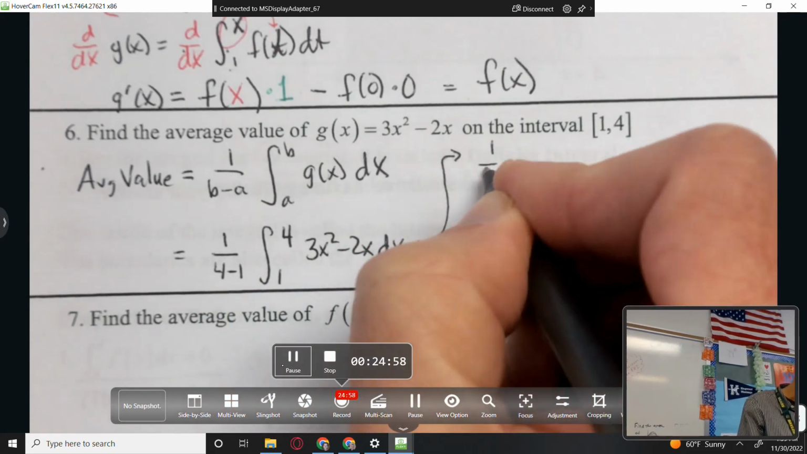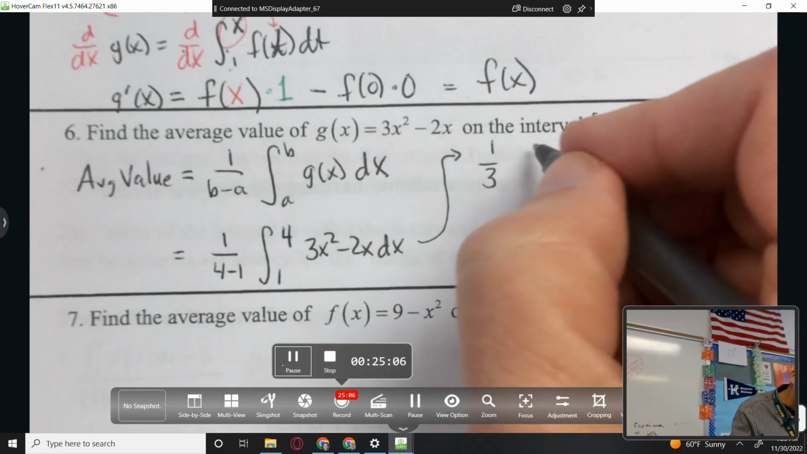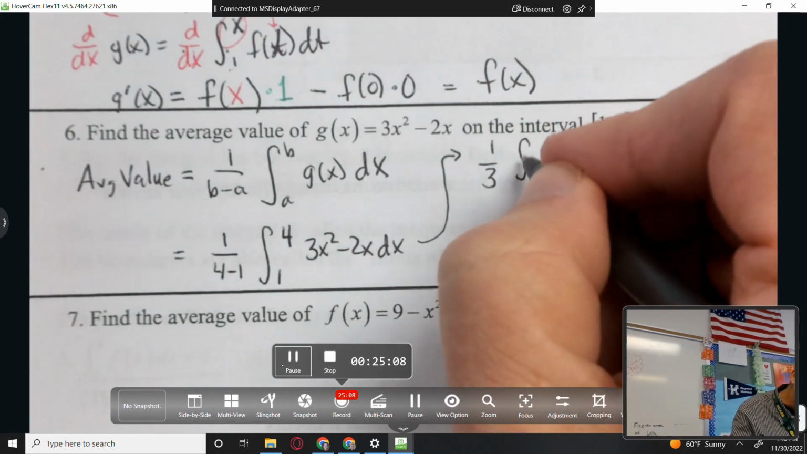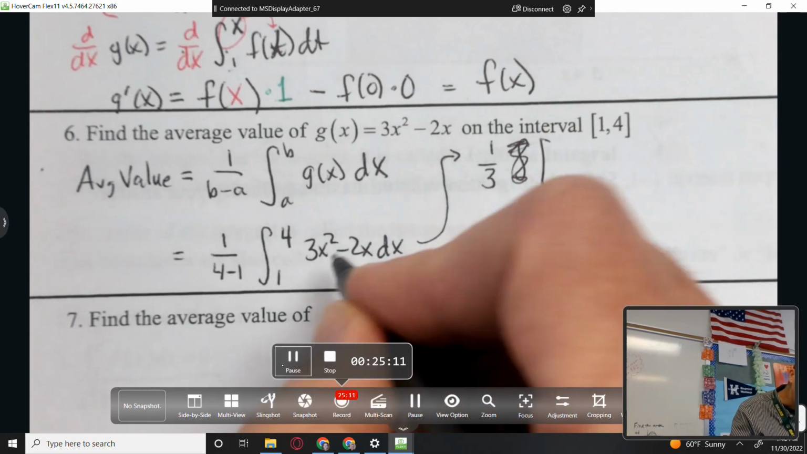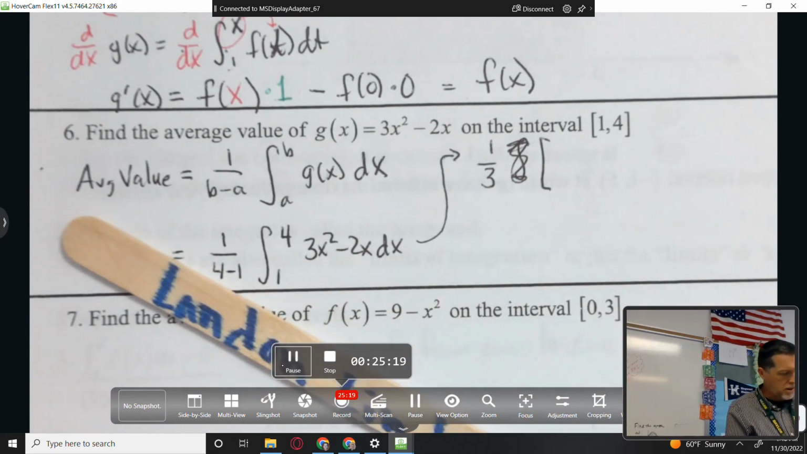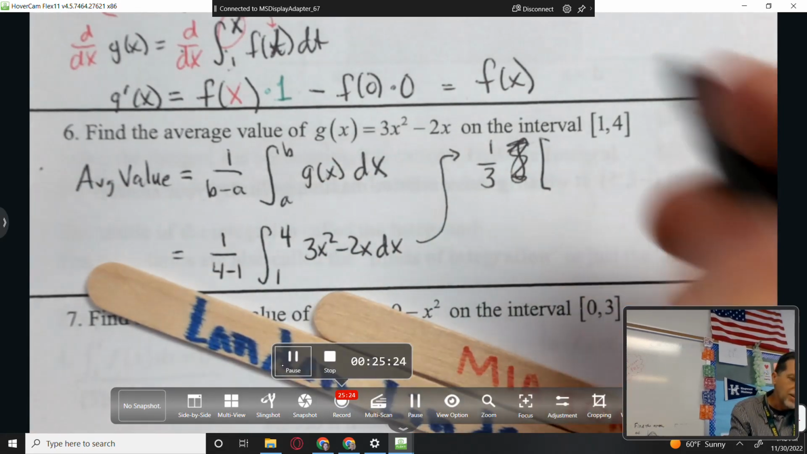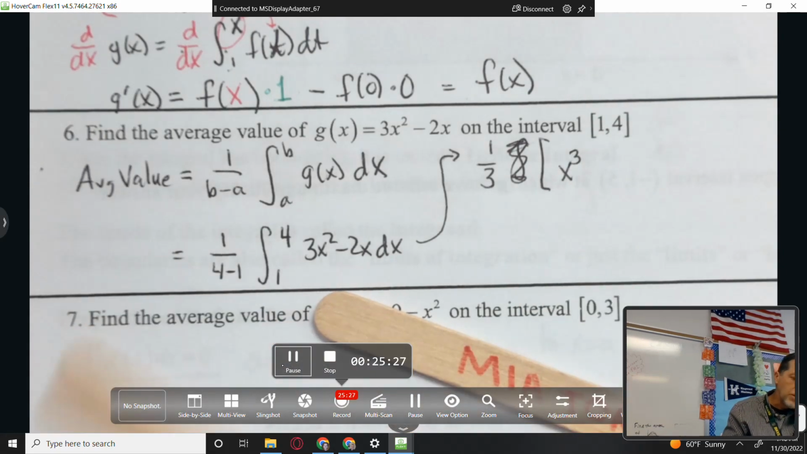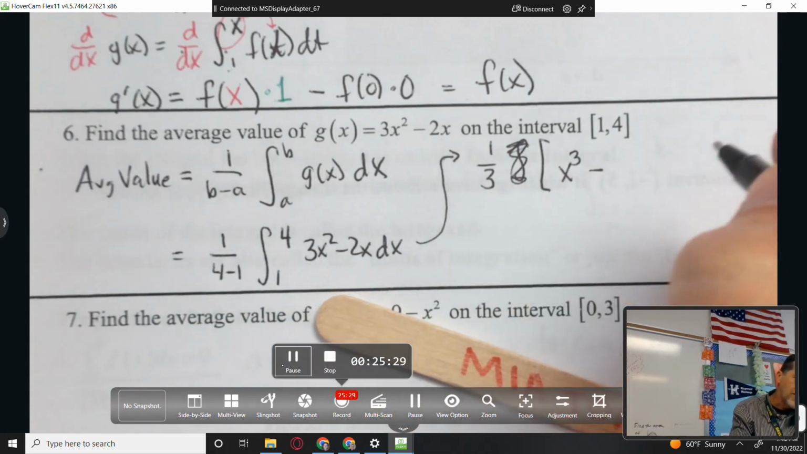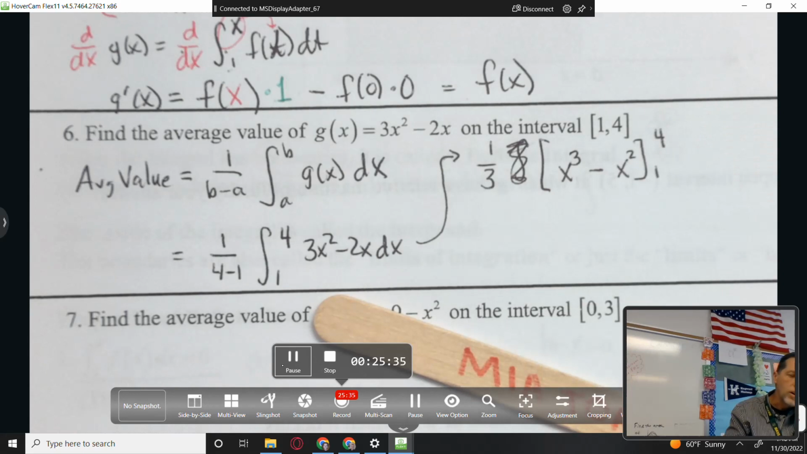Okay, so this is just not hard, but a lot of antiderivatives by hand here. Now, I'm ready to take the antiderivative. I love it when they're kind to us like this. Sort of rig the problem here. Landon, what's the antiderivative of 3x squared? X cubed. Mia, what's the antiderivative of 2x? X squared. And then we'll do that from 1 to 4.